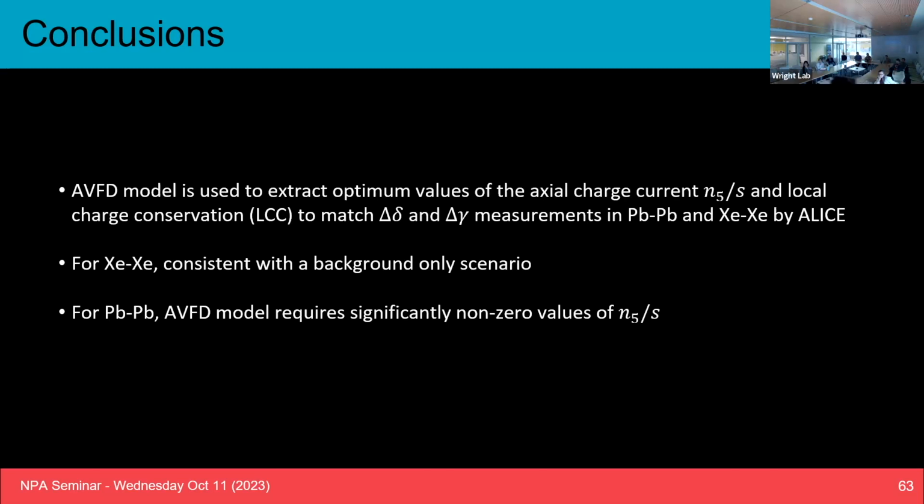In xenon, ALICE also did the xenon for the CME. They used another different method to get the fractional CME. It was compatible with 0. And in the model, we do see that you need basically negligible signal input.